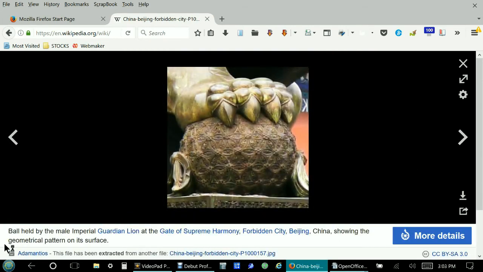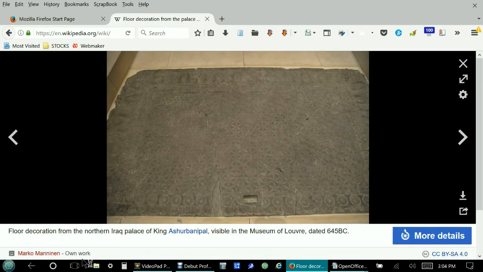We find the flower of life in Bali, the imperial guardian lion at the gate of supreme harmony in the Forbidden City of Beijing. It's a geometric pattern on the surface of a globe. And then we find it as a floor decoration in Iraq Palace. This is visible in the Museum of the Louvre, and it dates back to 645 BC.